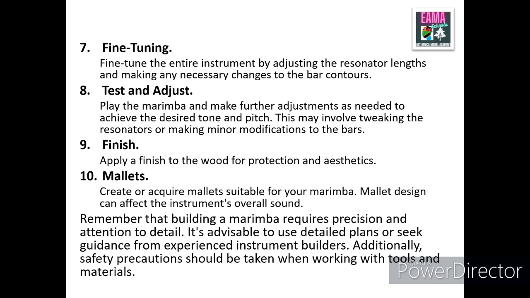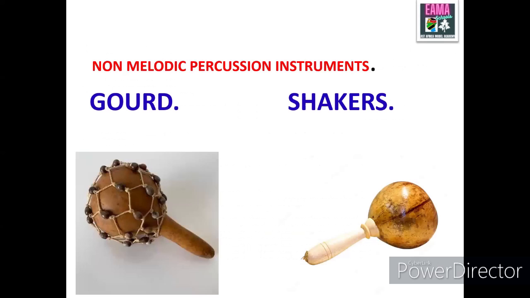9. Finish. Apply a finish to the wood for protection and aesthetics. 10. Mallets. Create or acquire mallets suitable for your marimba. Mallet design can affect the instrument's overall sound. Remember that building a marimba requires precision and attention to detail. It's advisable to use detailed plans or seek guidance from experienced instrument builders.